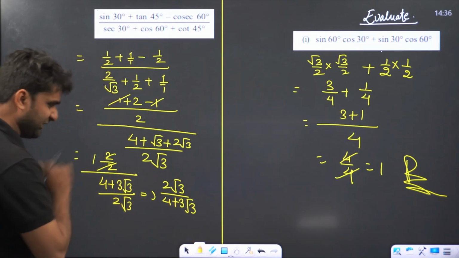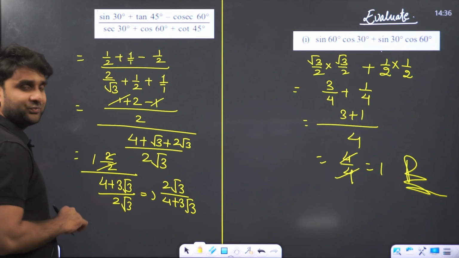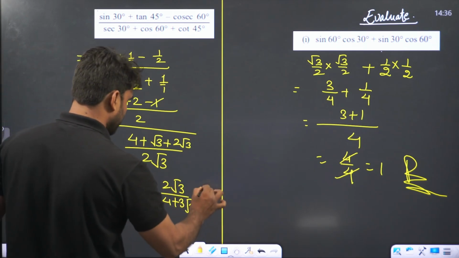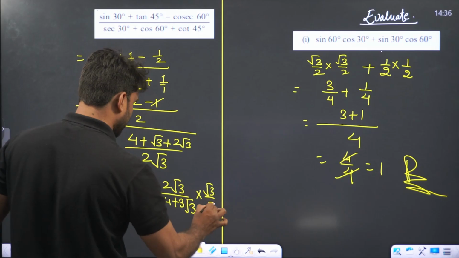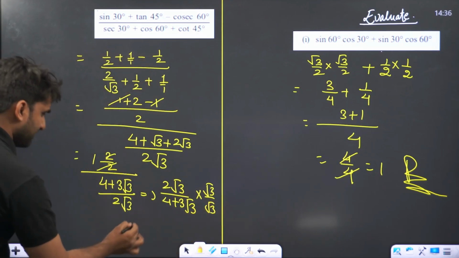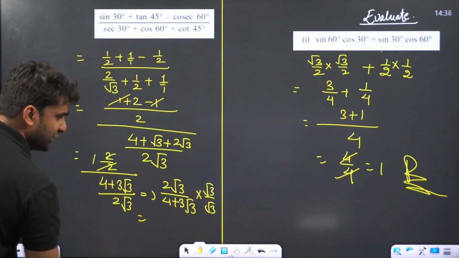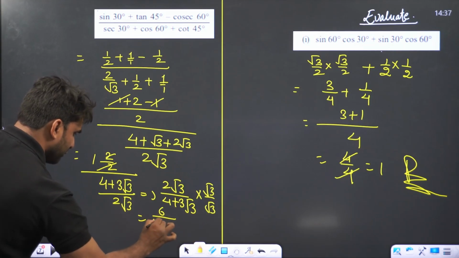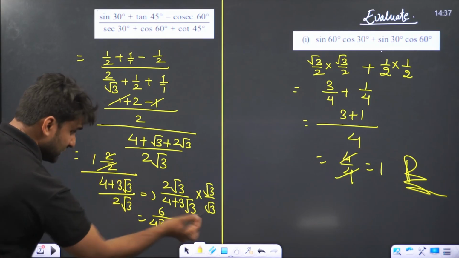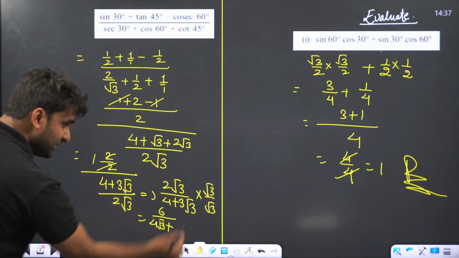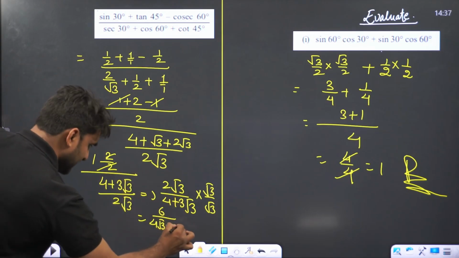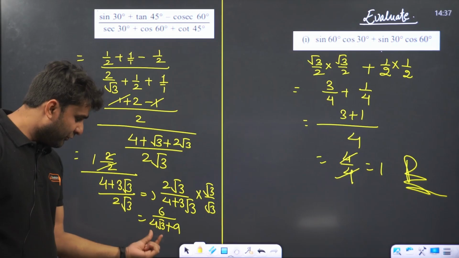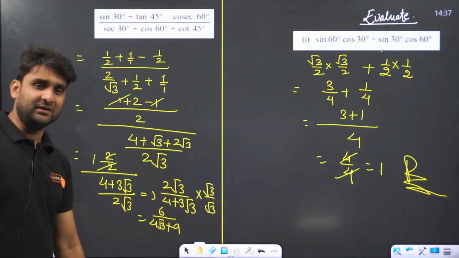How can you simplify? Listen, let's multiply root 3 in numerator and denominator. So how will the format look? Root 3 into root 3 is 3, 3 times 2 is 6. And root 3 will be multiplied here, so 4 root 3 plus root 3 into root 3, which is 3, and this is already 3, so 3 times 3 is 9. This is the answer: 6 divided by 4 root 3 plus 9.